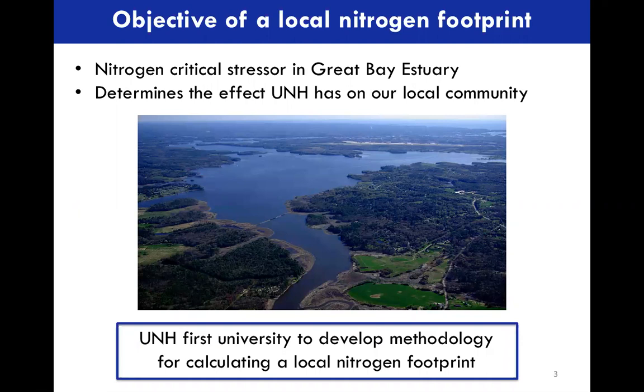So the Great Bay Estuary is located in the Gulf of Maine watershed near the Durham UNH campus and has a number of rivers connected to it throughout eastern New Hampshire. However, the Great Bay currently suffers from a large nitrogen problem. For instance, it has very high levels of dissolved inorganic nitrogen, and we have also seen a 64% decrease in eelgrass biomass within a 20-year time span. So UNH is looking to determine what impact we may have on our local community. And UNH is also the first university to develop this type of methodology.